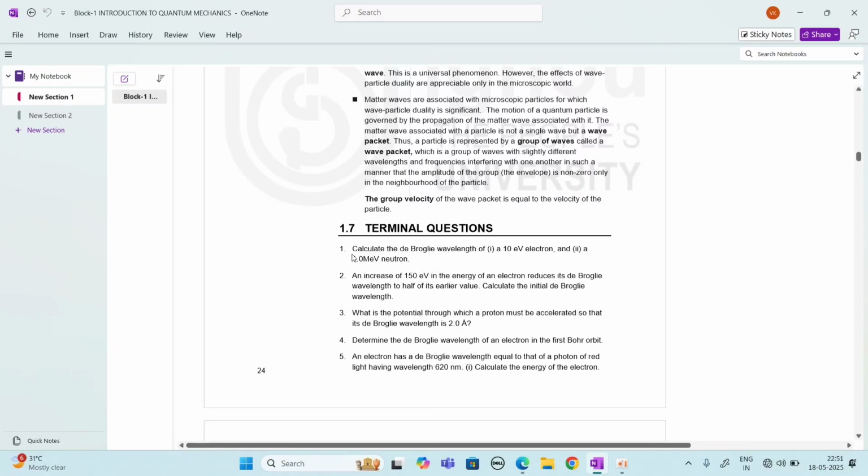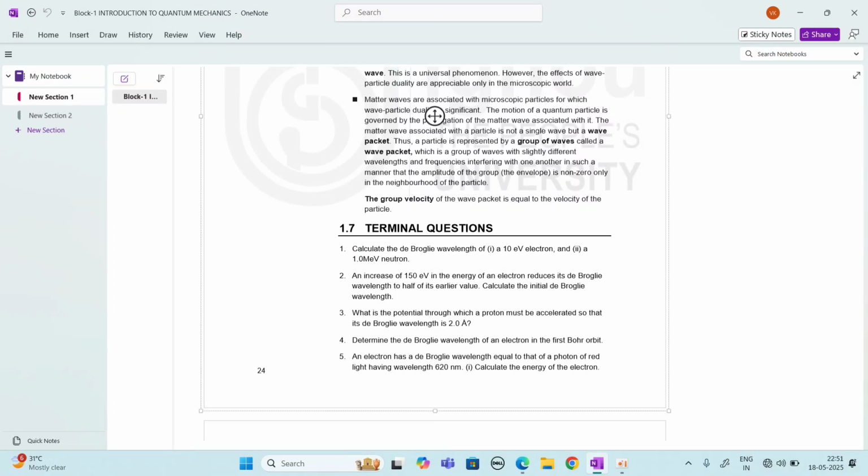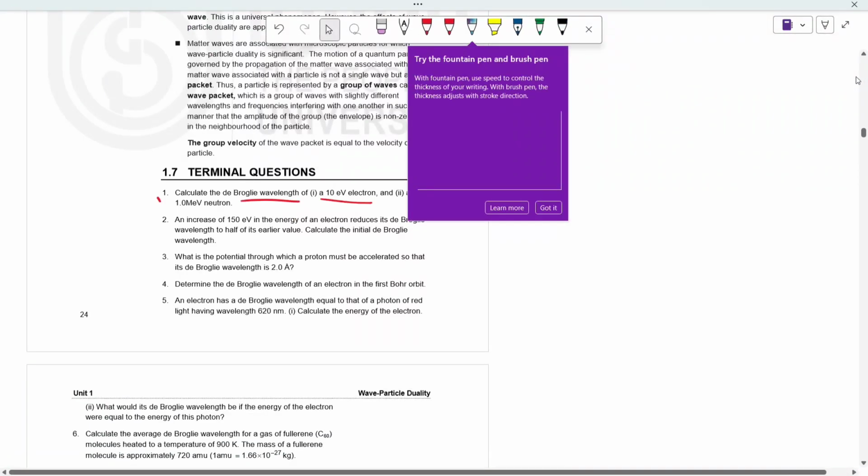First question is: calculate the de Broglie wavelength of a 10 electron volt electron. Before starting the numericals, I just want to revise the formulas of de Broglie wavelength.